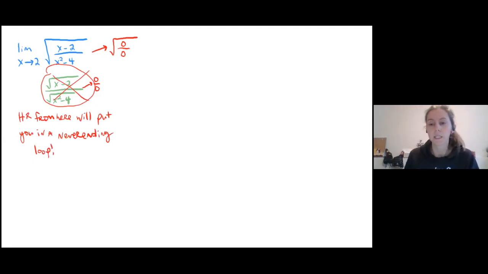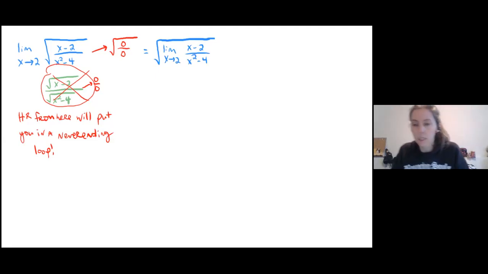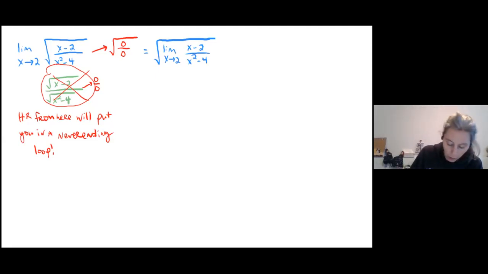So what we're going to do instead is remember our limit laws. We have a limit law that tells us that we can actually take that square root and bring it to the outside of the limit. In other words, I can look at this as the square root of the limit instead of as the limit of the square root. So now that 0 over 0 is clearly inside the square root with the limit. So we're just looking at the limit there.